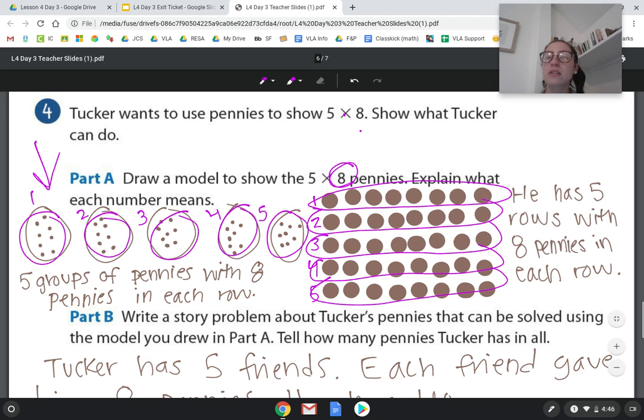Did you do something similar? Did you do something different? Maybe you used tile squares. Miss Murphy just doesn't have those with her at her home, so I couldn't show you that, but that is a great way to do an array as well, with those tile squares. So take a moment to reflect.